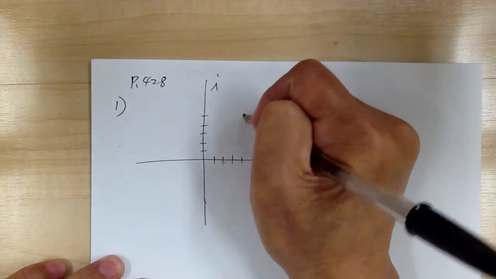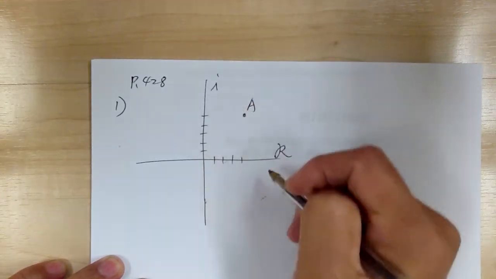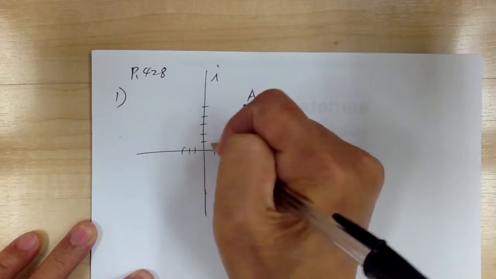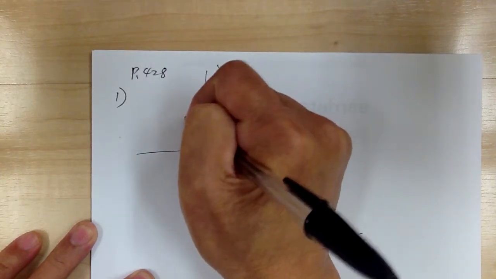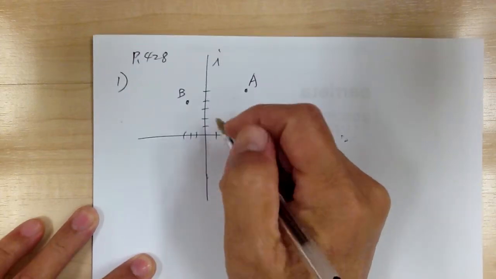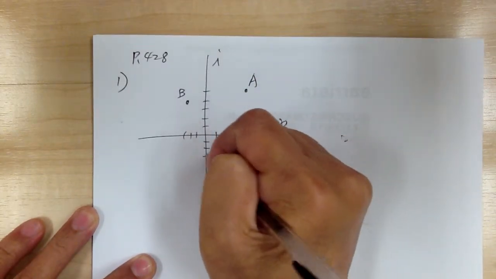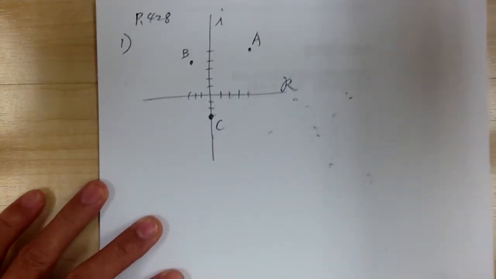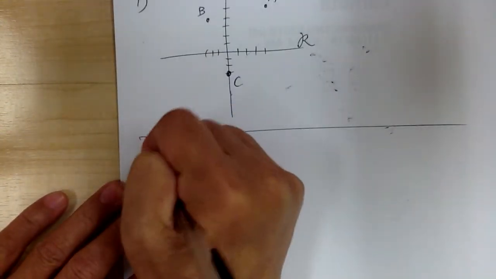So 4, 5. So that's point A. And point B is negative 3, 4. So that's B, right? Negative 3, 4. And C is negative 3i. So that's point C. Okay, so that's number 1. Let's go to number 3.